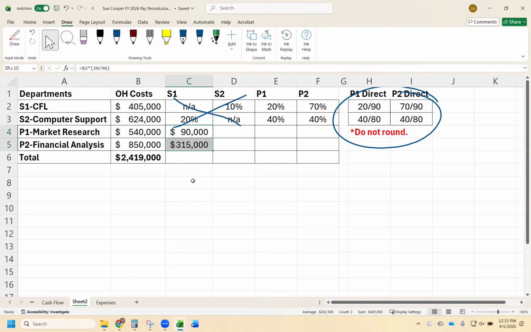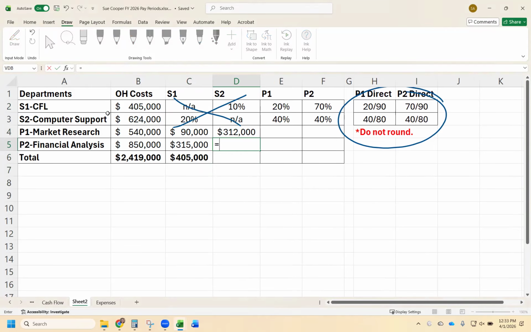And those two, when I add them up, should equal $405,000. So I'll add those. Yep, 405. Okay, good. So I allocated all of S1 to P1 and P2, and then I'll do the same thing for S2. So 624,000 times 40 divided by 80.